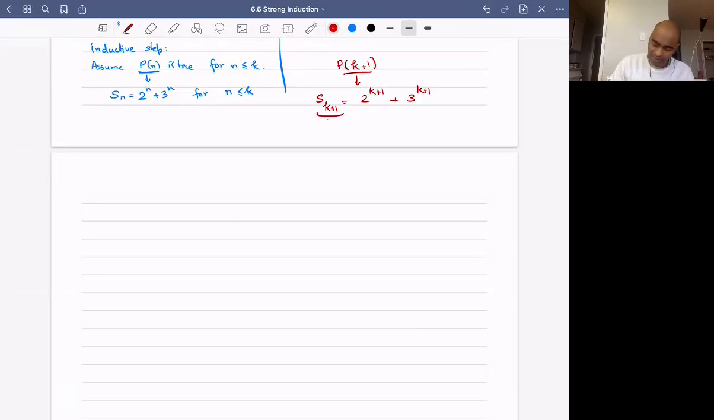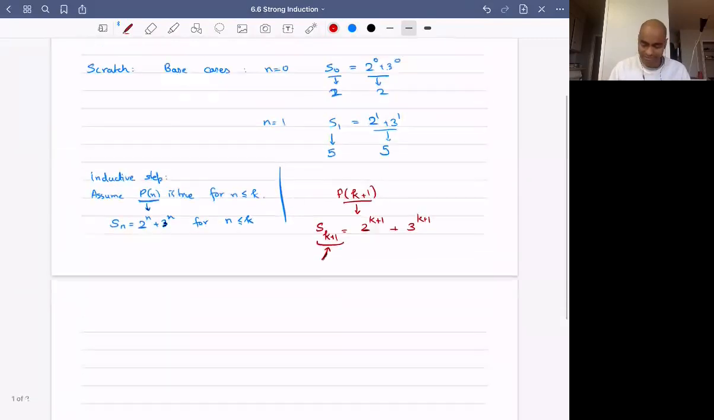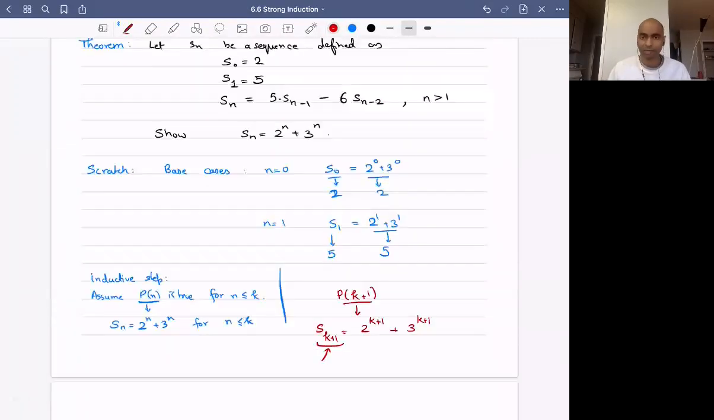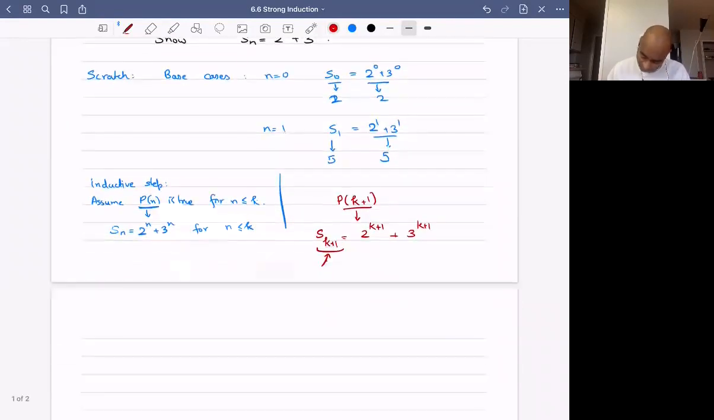Well, I can see that I have a recurrence relation for S(k plus 1). What is the recurrence relation? Sn is 5 times S(n minus 1) minus 6 times S(n minus 2). So I can use that for S(k plus 1). I'll get 5 times S(k) minus 6 times S(k minus 1), by the recurrence relation. k plus 1 minus 1 is k, and k plus 1 minus 2 is k minus 1. Okay, so that looks promising.